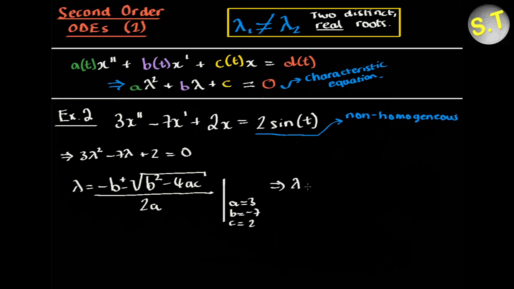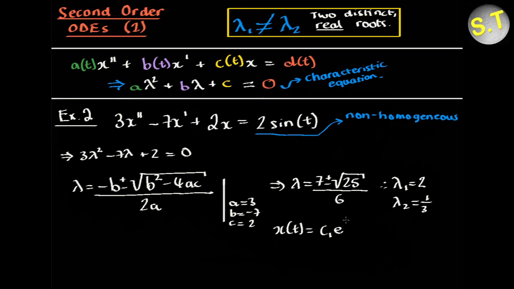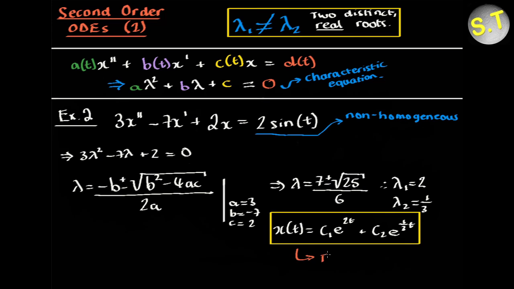So this gives us that our lambda values are equal to 7 plus or minus the square root of 25 over 6. Therefore lambda 1 is equal to 2 and lambda 2 is equal to a third. And once again we have two distinct real roots where lambda 1 is not equal to lambda 2. So that means our general solution to this formula is going to be some constant c1 times e to the 2t plus another constant c2 times e to the 1/3 t. And once again this is known as our fundamental solution.